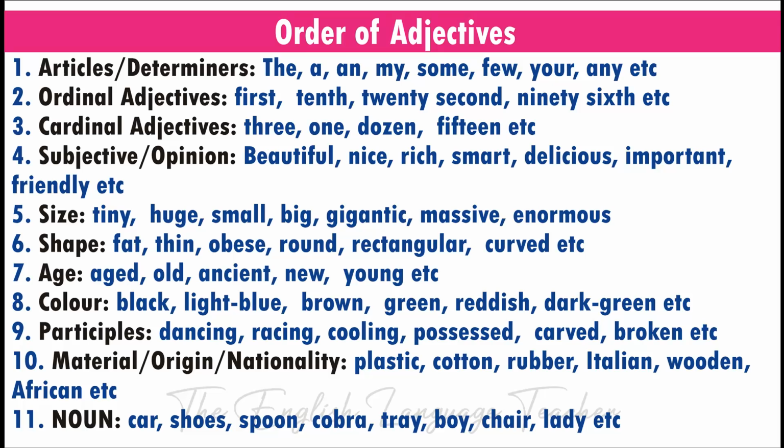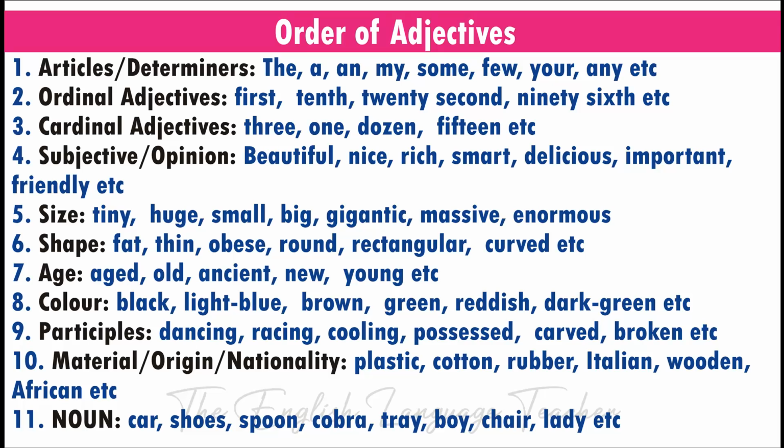The second on the list, which is number 2, is ordinal adjectives. Ordinal adjectives are those numbers that usually carry st, nd, rd, th, like first, second, fourth, sixth, 10th, 22nd, 96th, etc. These are called ordinal adjectives, followed by cardinal adjectives. Cardinal adjectives are purely figures: 3, 1, 15, dozen, 20, 100, 1000, etc.